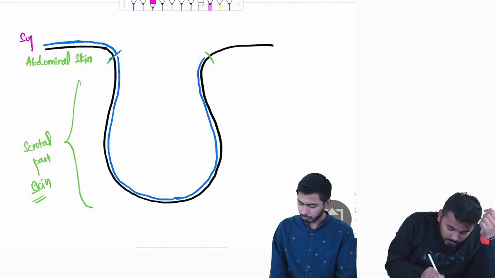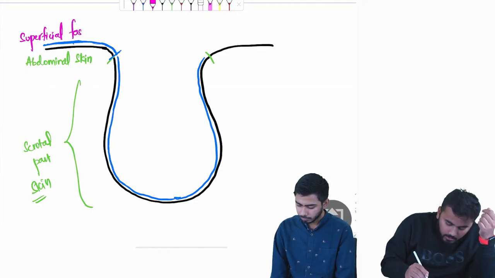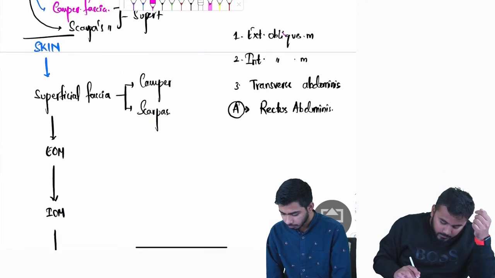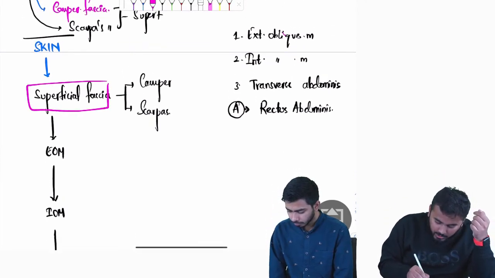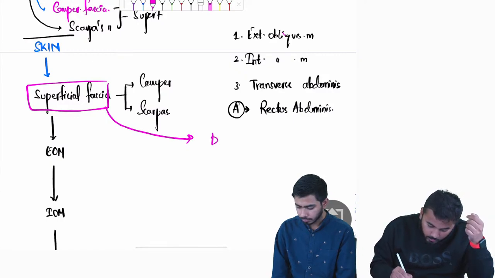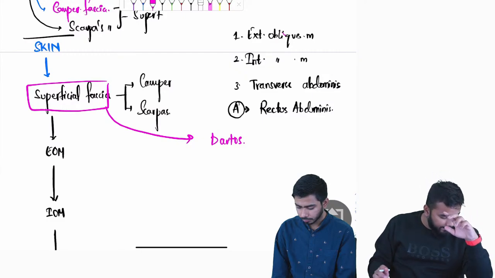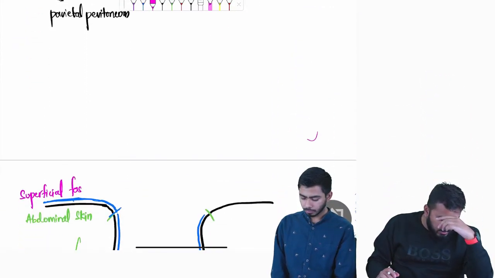So, the next one, superficial fascia. I'll write it down here itself. So, superficial fascia is equivalent to dartos. Clear?